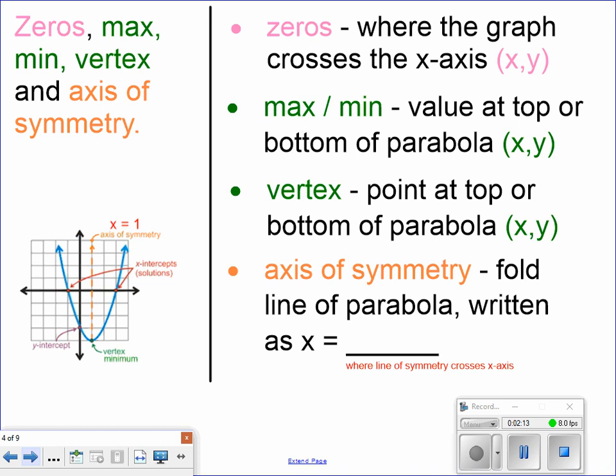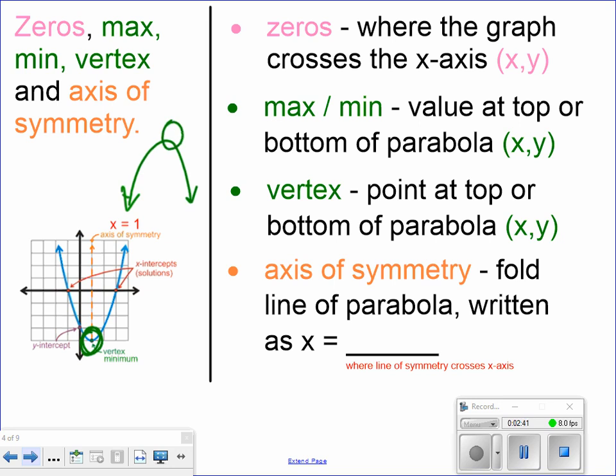Your max and your min. So your maximum and your minimum value on a quadratic are going to be either at the bottom or at the top. It's where the graph turns. So that's where you're going to have your max or your min. If it's on the bottom, then obviously that's called a minimum. And if it is on the top, so if your parabola opened down, then this would be your maximum.